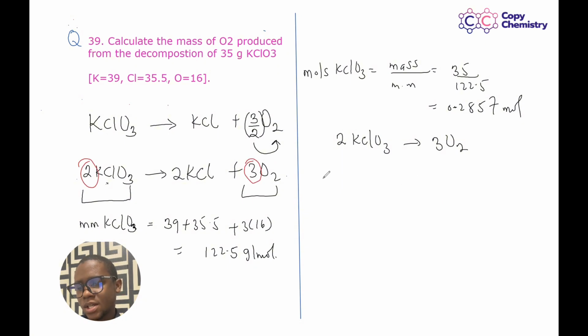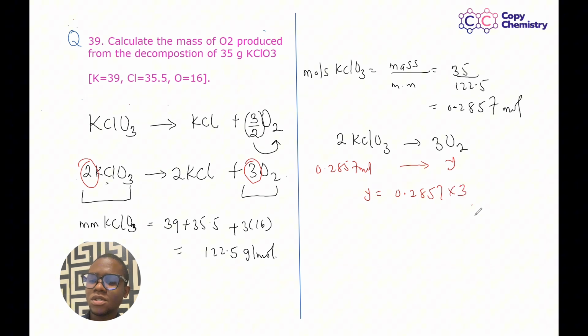So that means that 0.2857 mole of KClO3 would give us, let's use Y today. So Y is 0.2857 times 3 over 2. And what would that give us? We will get 0.42855 moles. So that's the moles of O2 that will be produced. What is the mass of O2 produced?